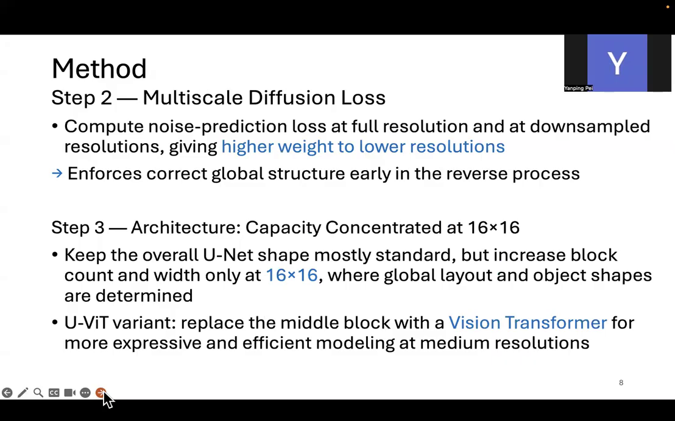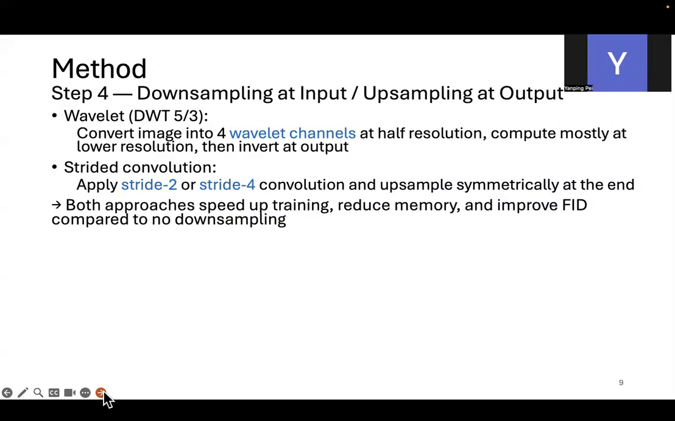The third step is architecture, capacity concentrated at the 16 layer. Keep the overall U-Net shape mostly standard, but increase block count and width only at 16 times 16, where the global layout and object shapes are determined. It also includes the U-ViT variant. Step 4. Downsampling at input and upsampling at output. There are two methods, wavelet and strided convolution. Both approaches speed up training, reduce memory, and improve FID compared to no downsampling.